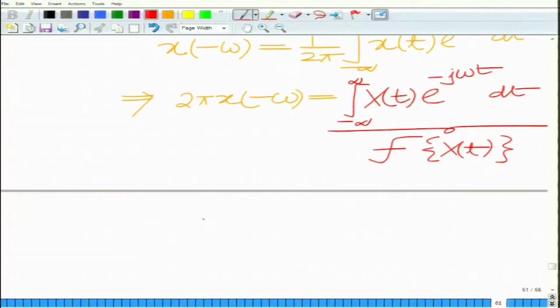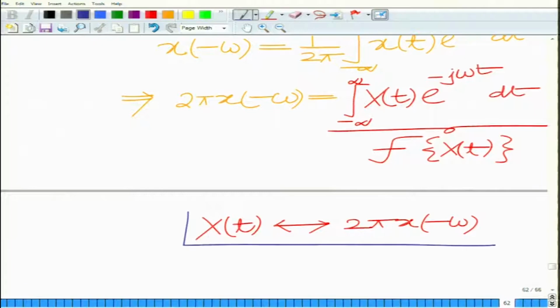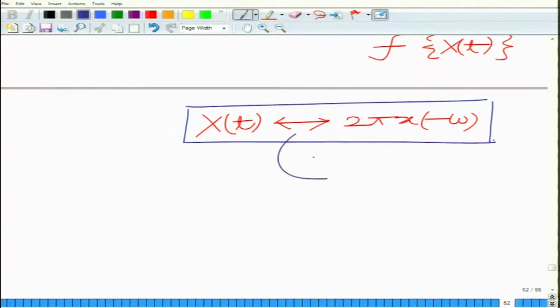So, what we have is that capital X of t has the Fourier transform 2 pi small x of minus omega, where small x of t has the Fourier transform capital X of omega, and this is known as the symmetry or the duality property. Okay. This is known as the duality property, or also the symmetry of the Fourier transform. So, what we see is that capital X of t has a Fourier transform that is 2 pi small x of minus omega.